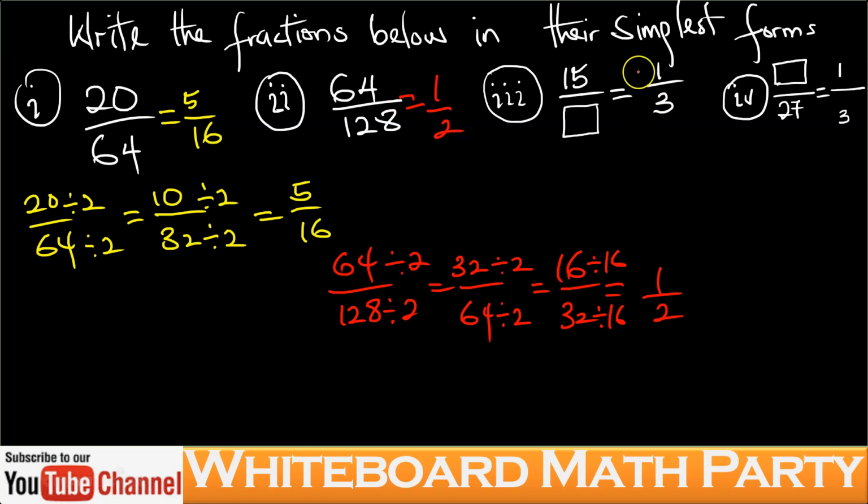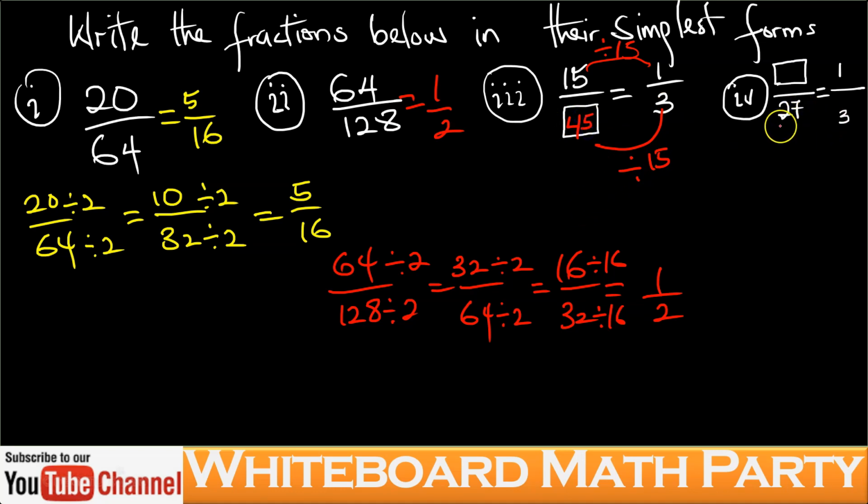This is really easy. Let's look at this one. 15 divided by a particular number is equal to 1 over 3. Let's see. For 15 to change to 1, it means we divided 15 by 15, right? So to get it back, I'm going to say 3 times 15, right? Because when you divide this number by 15, you get 3. So 3 times 15 is 45. This number is 45.